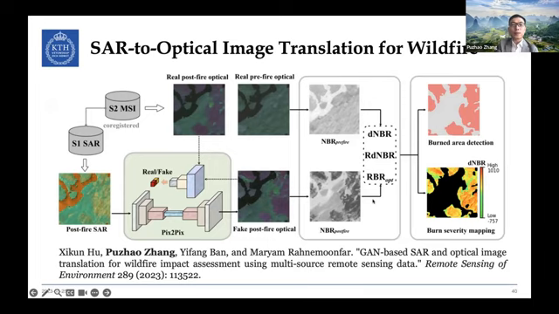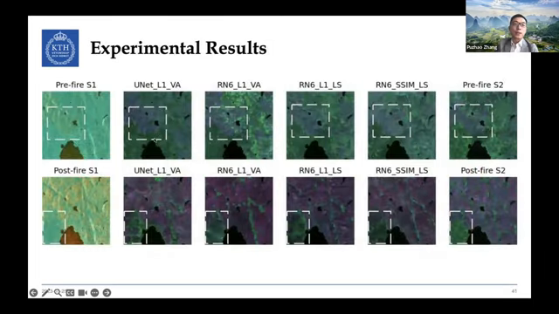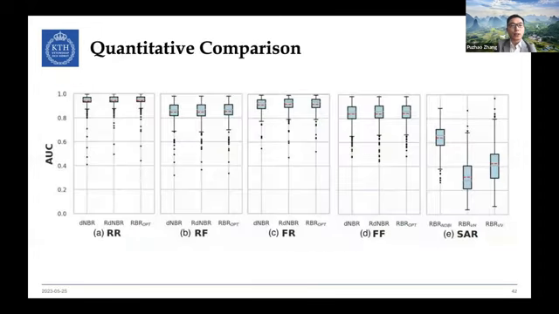So here we have these visual results, and we have pre-fire Sentinel 1 here, the first column, and with different settings we can produce this generated post-fire image, and we can see that the Sentinel 1 was converted into the corresponding optical data. And here we have a quantitative comparison between different settings. If we base it on two optical images, pre-fire optical and post-fire optical, we achieved the highest accuracy among these four settings.